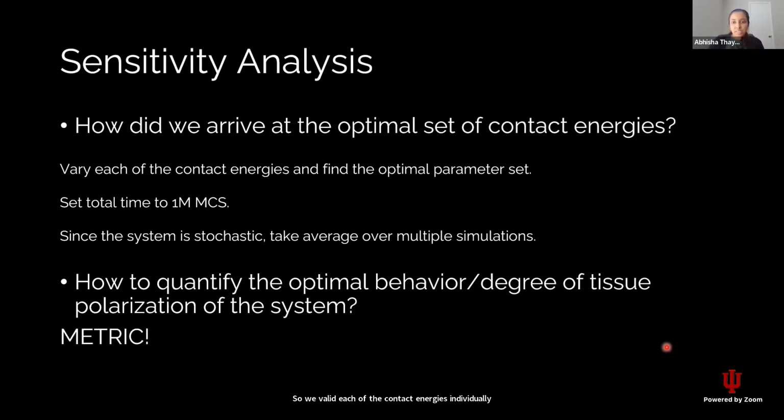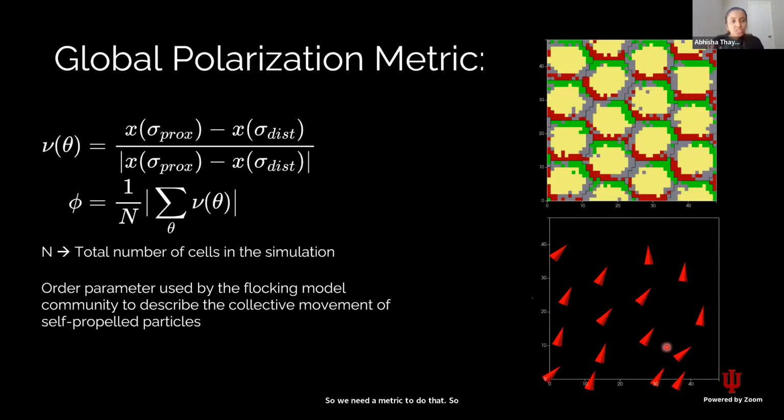We set the total time evolution of the system to be 1 million Monte Carlo steps. And since the system is stochastic, we took the average over multiple simulations to arrive at a degree of polarization that is optimal. So how should we quantify the optimal behavior or degree of tissue polarization of the system? We need a metric to do that. The metric that we used was actually the order parameter used by the flocking model community to describe the collective movement of self-propelled particles. It's basically the average of the normalized distance between the center of mass of proximal and distal compartments of all the cells in the lattice.